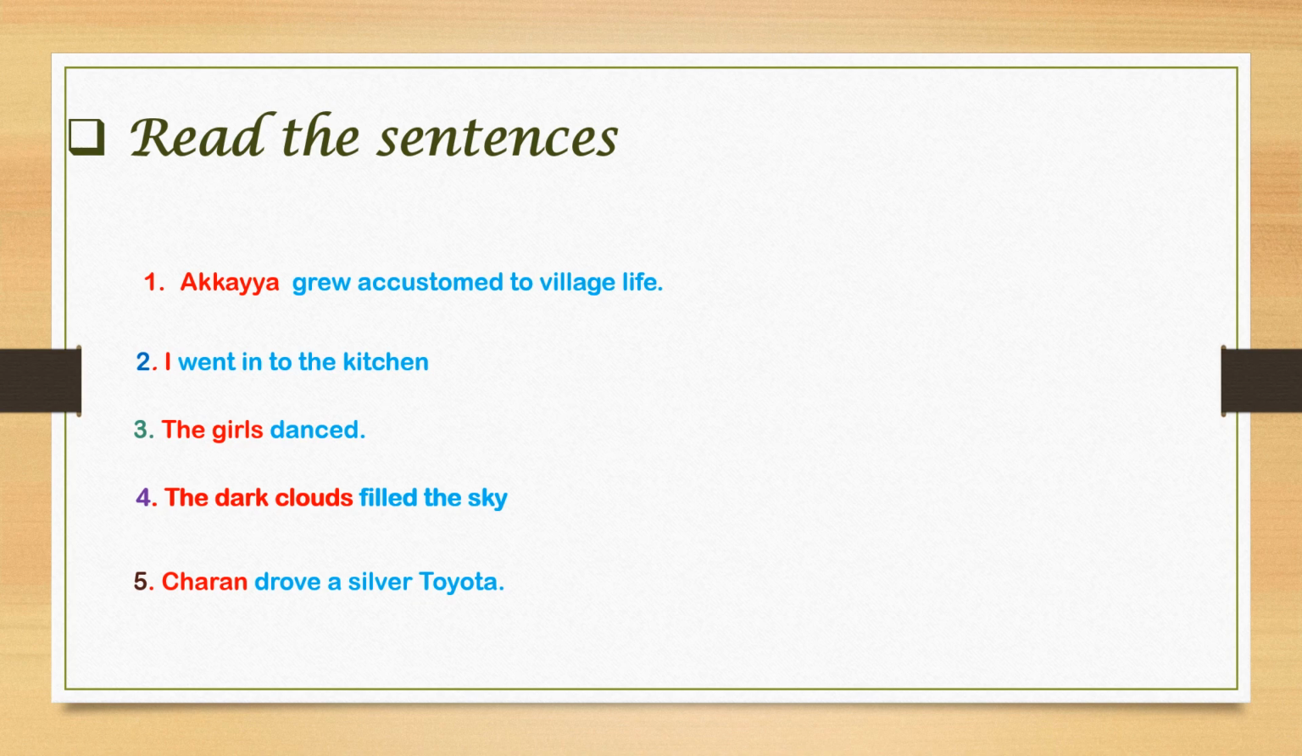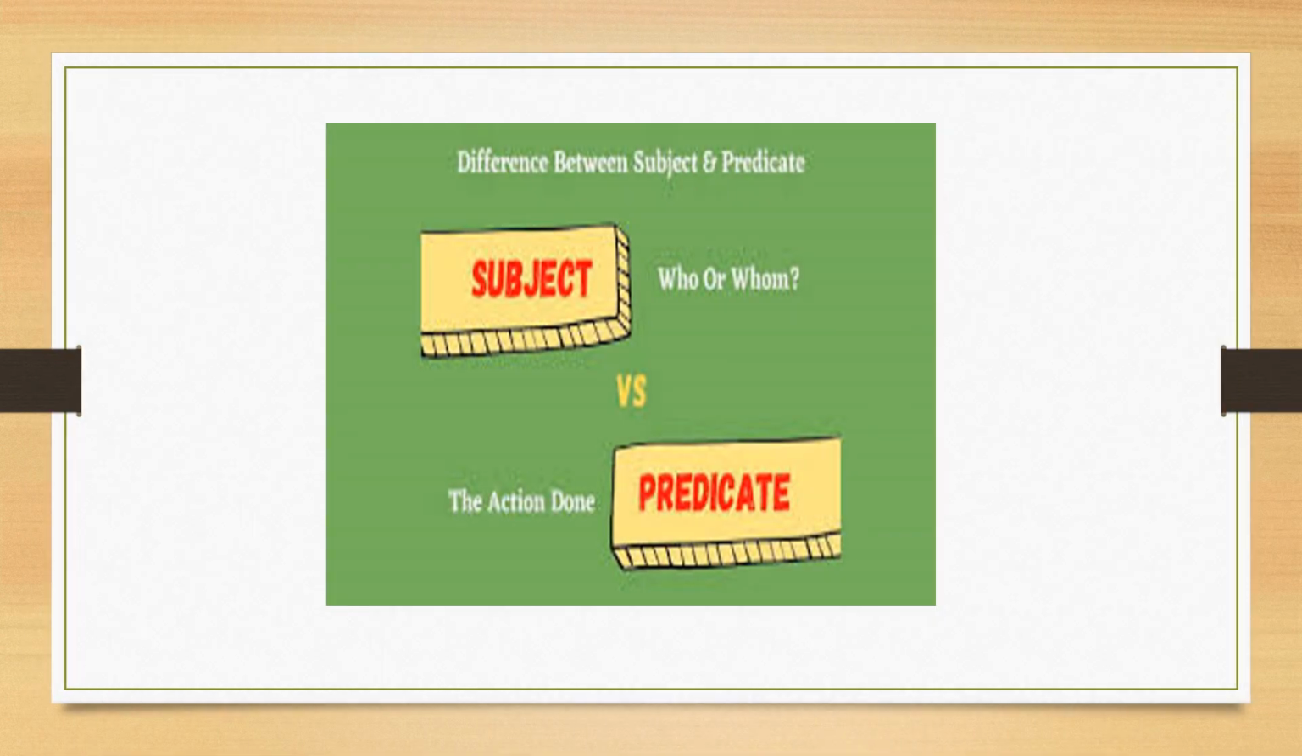Charan drove a silver Toyota. It's the name of the car, as you all know. Who is the subject here? Charan. What did he do? He drove a silver Toyota. So it becomes the predicate. This is the overall concept of the subject and the predicate. You have understood the differentiation between the subject and predicate. Subject tells us who or whom, and predicate tells the action that was done.